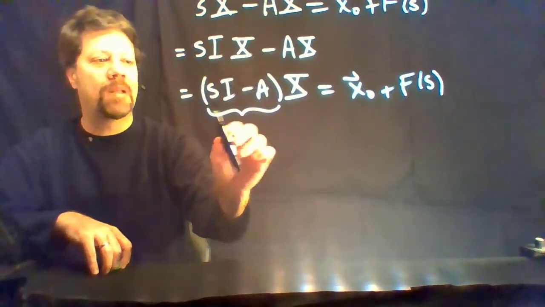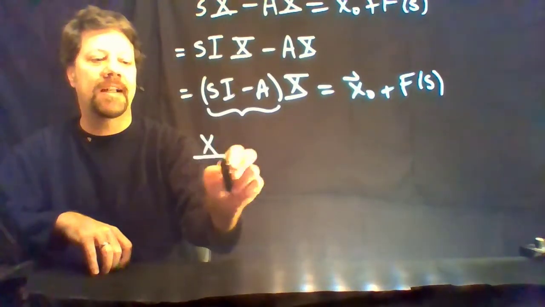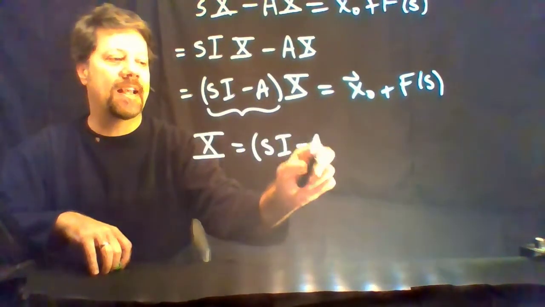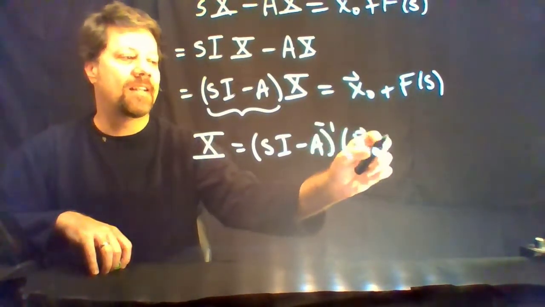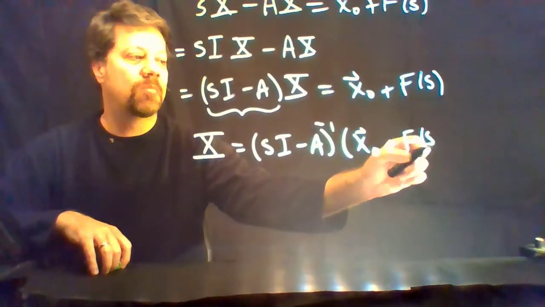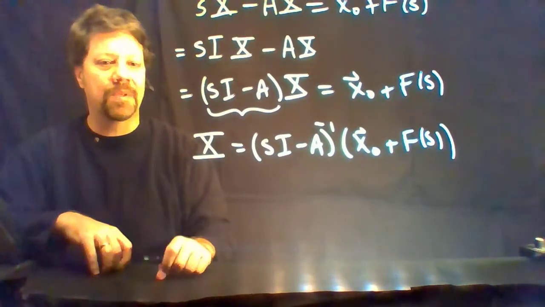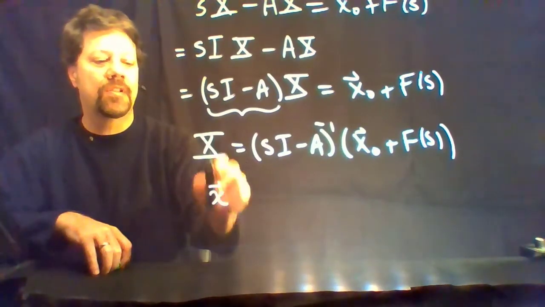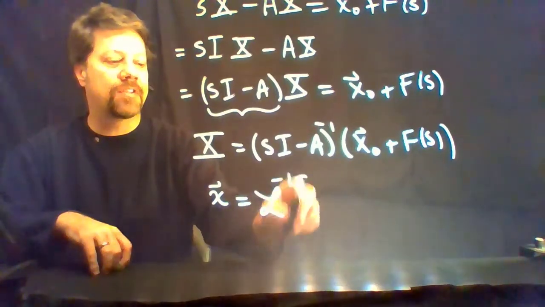If that's the case, then the inverse does exist. We can multiply both sides by the inverse of this matrix on the left and finally obtain X is (sI minus A) inverse times (x naught plus F of s). I said finally, but there's really one more step. To solve for the solution x, we need merely take the inverse Laplace transform.